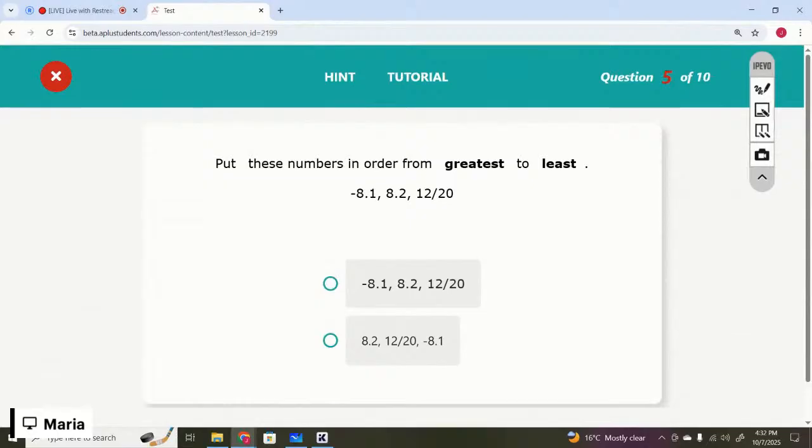Put these numbers in order from greatest to least. So which is the correct option? Option number 2 is the correct option.